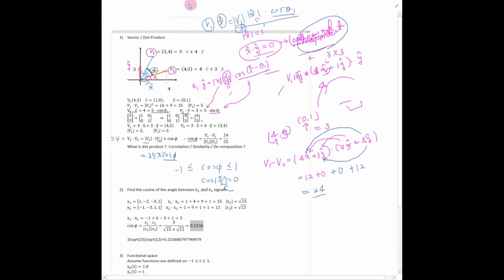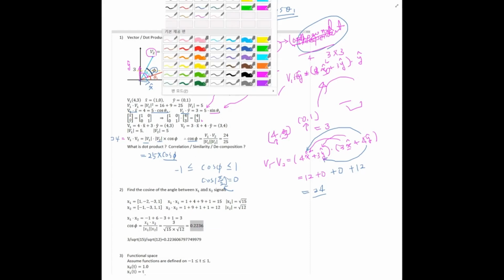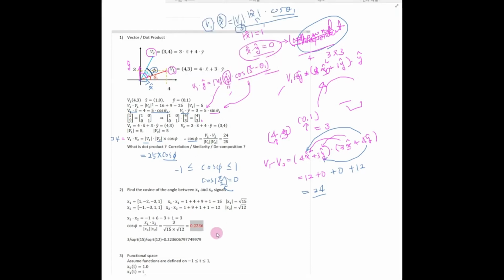I would like to mention the meaning of this. We call it the correlation coefficient, which says how similar these two signals are, or how much the x1 sequence is projected onto x2. From another point of view, you can think of x2 as containing this much of the x1 component. It means there is some similarity, and the similarity is quantified by this number.